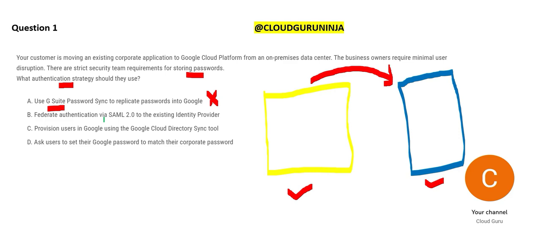Option B says let's federate the authentication. See, for authentication, SAML 2.0 is used most of the times. Here they are telling us to federate the authentication to an existing identity provider. The identity provider can be anyone, Active Directory or anything. They are saying that we will use SAML 2.0, which is correct. It will work for this case.